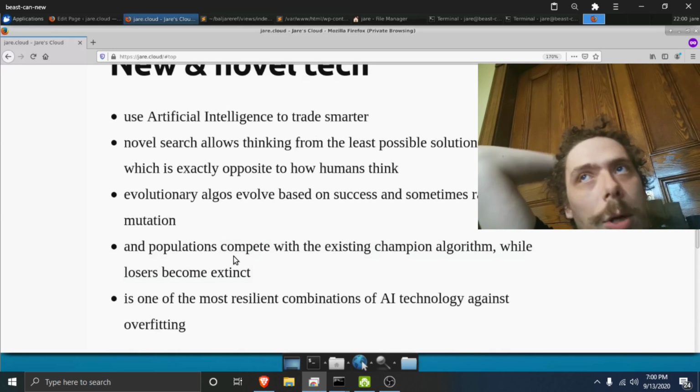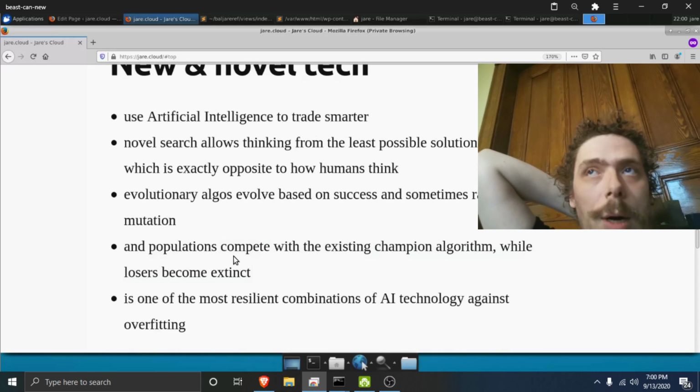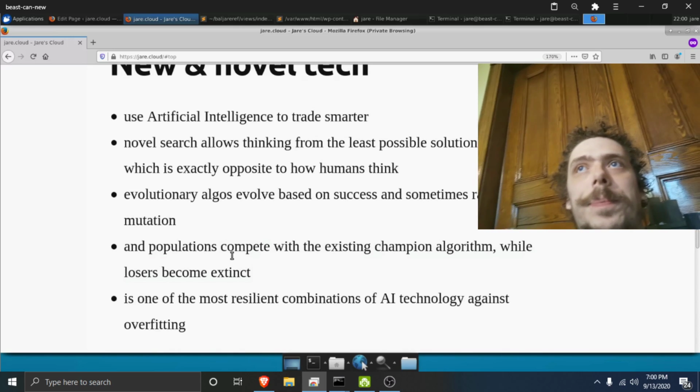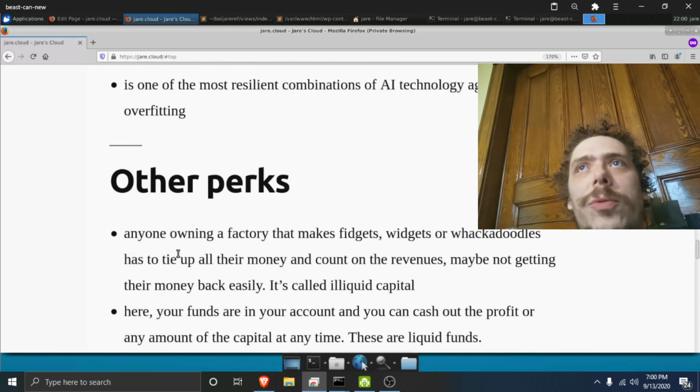And this AI technology actually is designed to not do that. It's designed to become more refined and more accurate with more data. What are the other perks of trading with me?